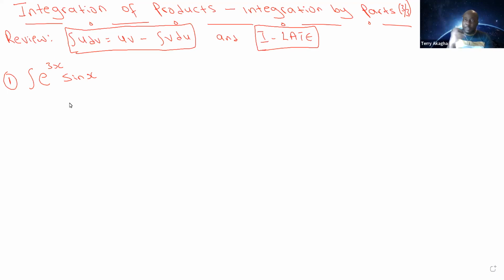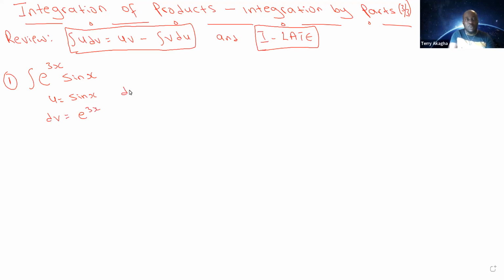So based on the previous video, like I've explained, how do you determine the u? You use the isolate method. So now we are having exponential and trigonometry. That means our trig is going to be the u, okay? And the exponential, which is the e in the ILATE, is going to be the dv.